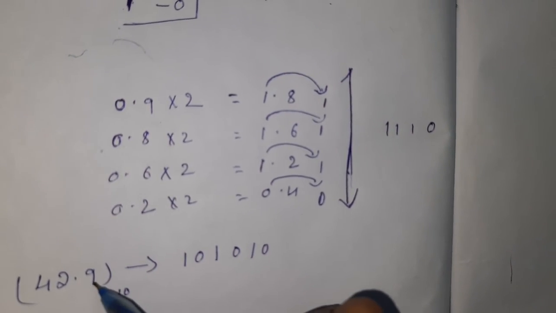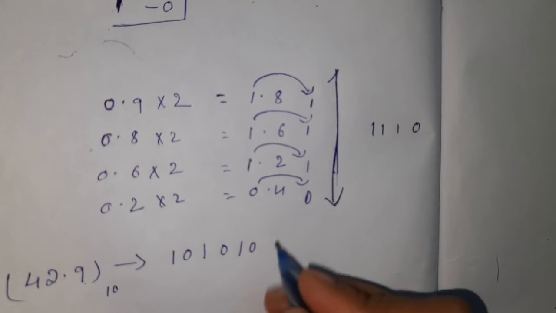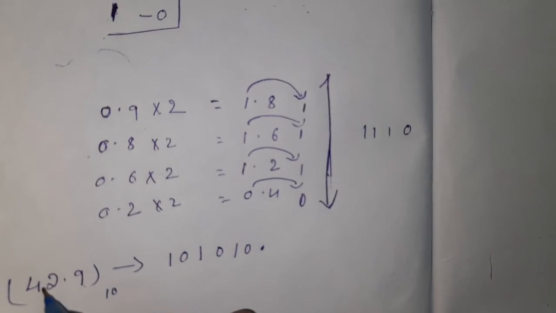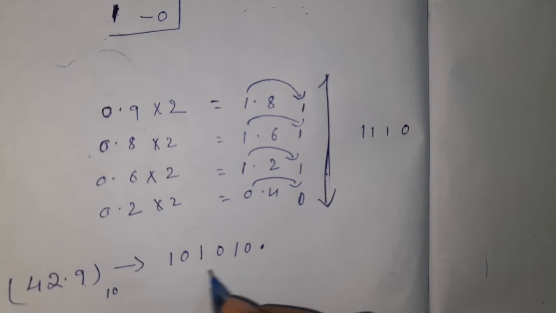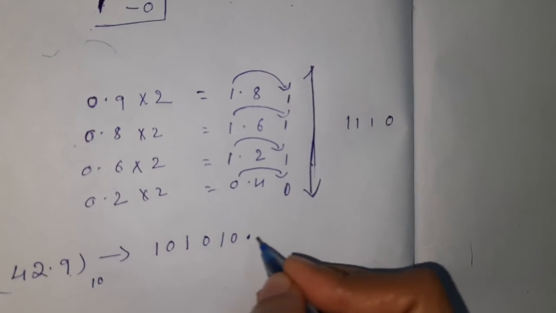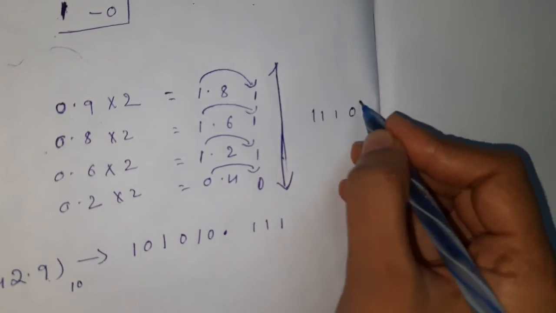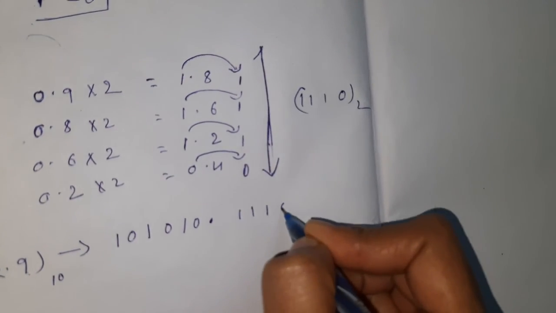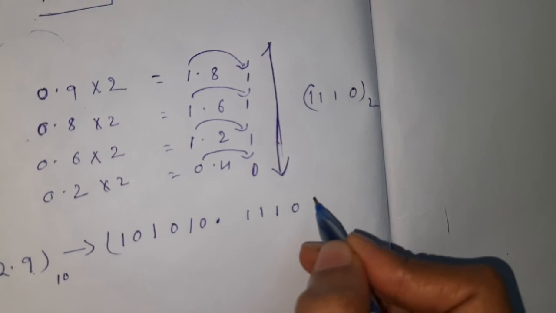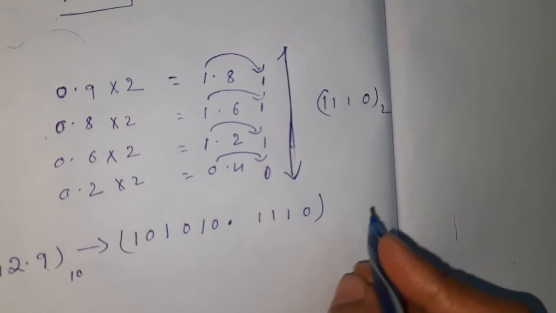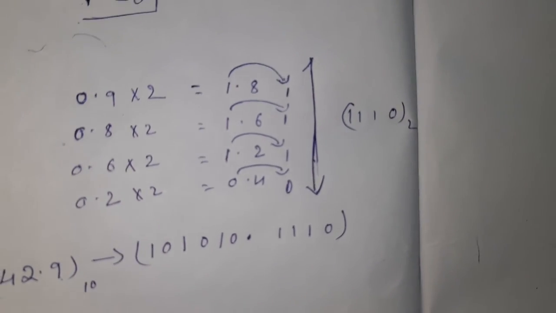And for the 9 after the point, what we got is 1110. So 42 has the binary equivalent 101010, and for 0.9 the binary equivalent is 1110. So this is the binary equivalent of decimal number 42.9.